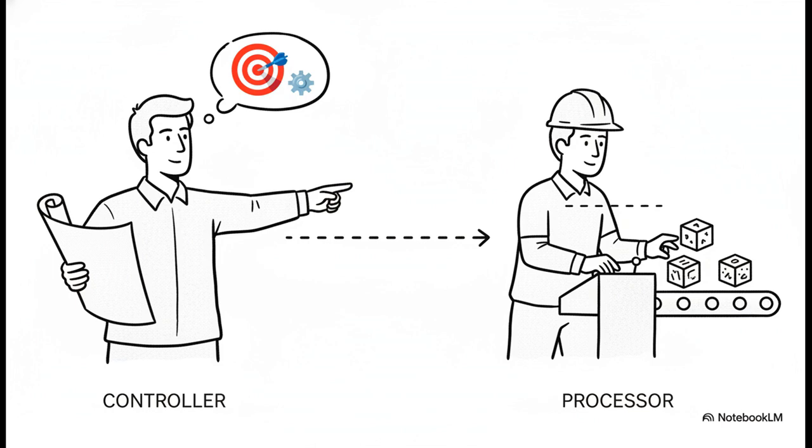So, your organization might be a processor when a customer submits data to you, but you're actually the controller for your own employees' data. Knowing this distinction is huge because it dictates your service-level agreements and proves you're complying with principles like data minimization and accuracy.